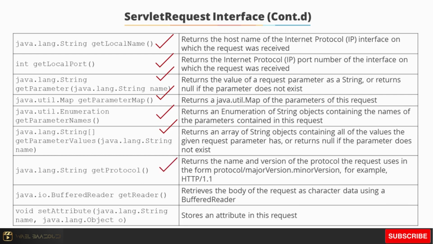getProtocol, which gives us the protocol. getReader, which retrieves the body of the request as character data using a buffered reader. And setAttribute, which allows us to store an attribute in the request object.